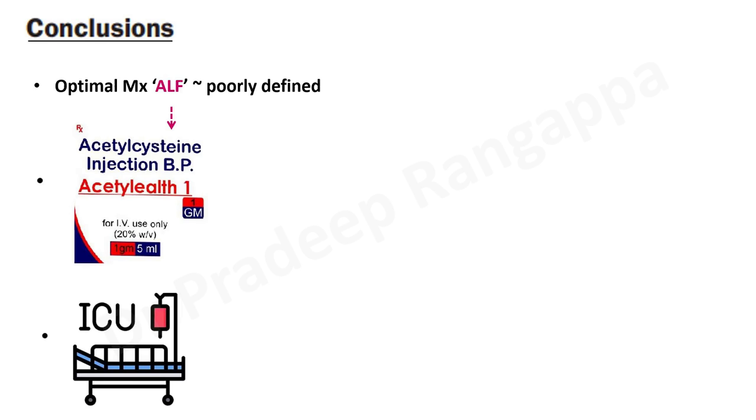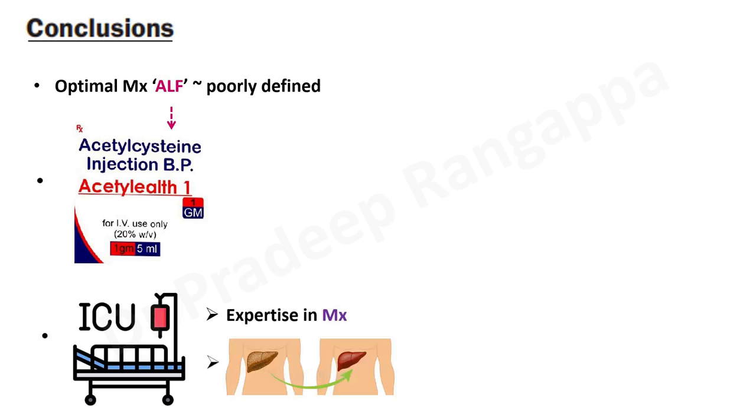And all this acute liver failure has to be managed in an ICU, where there is good expertise to manage this. And it has to be managed in a place where there is a liver transplant facility available. They should not be managed in a place where there's no facility for liver transplant. And I showed you all the variables which indicate which patients should be transferred to a liver transplant center. And this is most important for an intensivist.